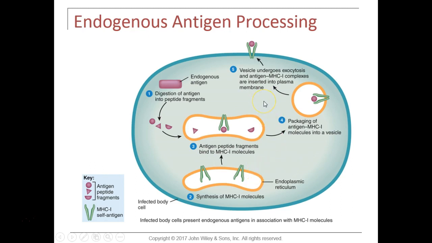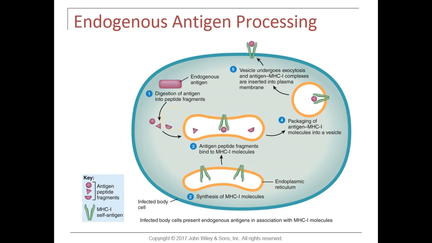During endogenous antigen processing, the actual antigen is processed on the inside of the cell. The antigen does not have to be phagocytized. So often these types of antigens that are being processed are from viral infections, like the COVID-19 virus that's going around.